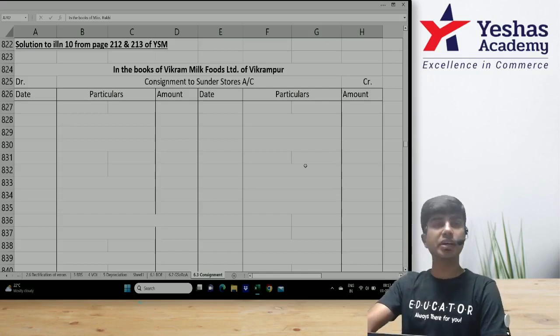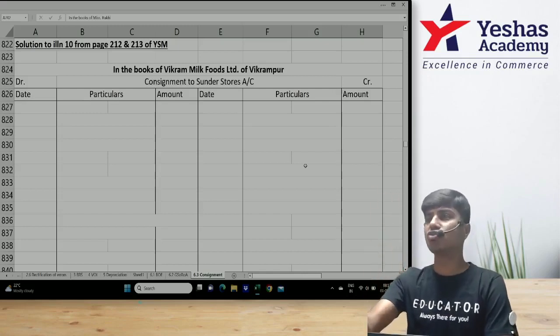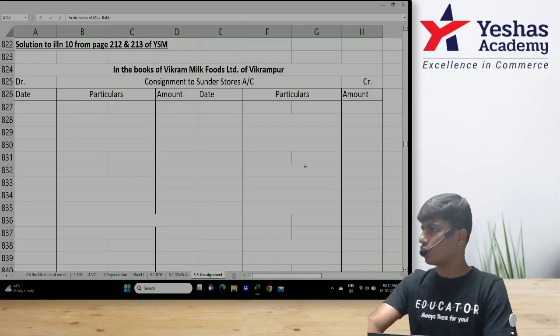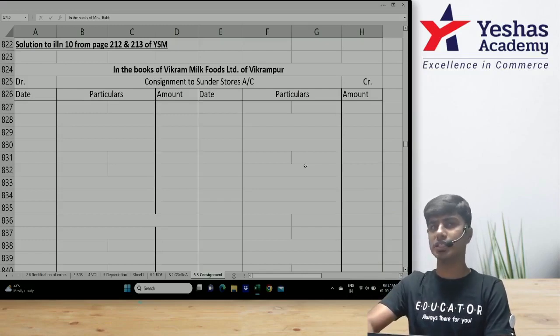The commission that is charged by the consignee to the consignor is of three types: ordinary, del credere, and overriding. Ordinary is for the normal course of operations, for the normal sale transactions made by the consignee on behalf of the consignor. It can be on a per unit basis or percentage basis.